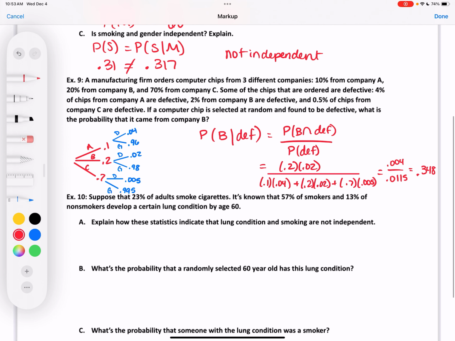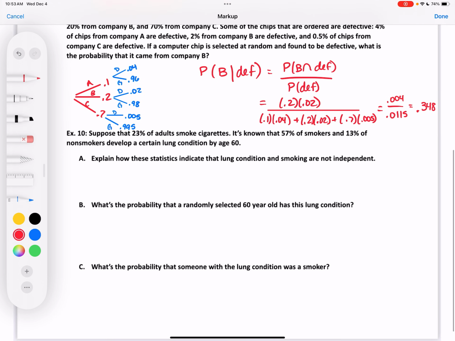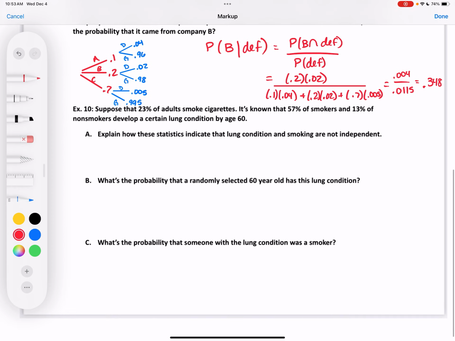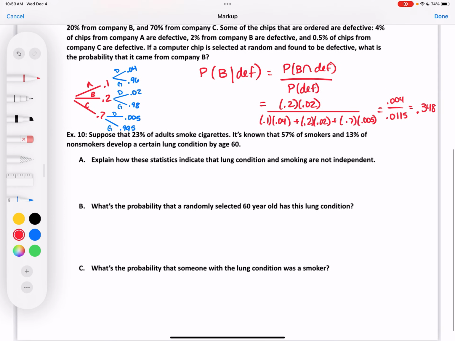All right, number 10. So again, part A, you might want to write the little diagram kind of small just to make sure you have room. B's like one line, so there should be plenty of room. Suppose that 23% of adults smoke cigarettes. It's known that 57% of smokers and 13% of non-smokers develop a certain lung condition by age 60. Explain how these statistics indicate that lung condition and smoking are not independent.